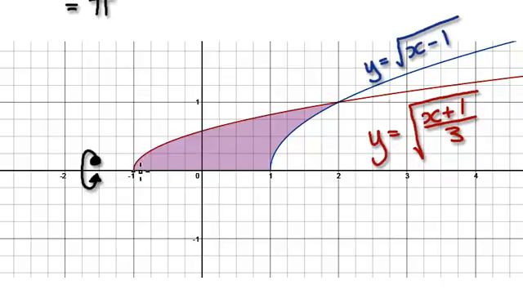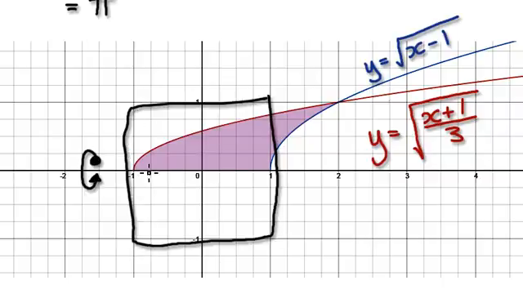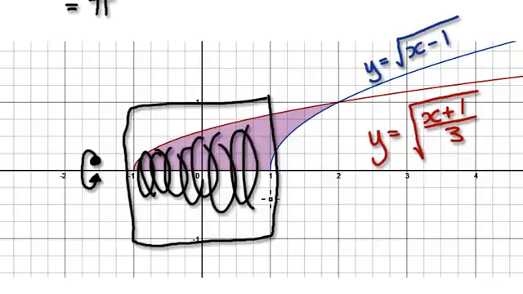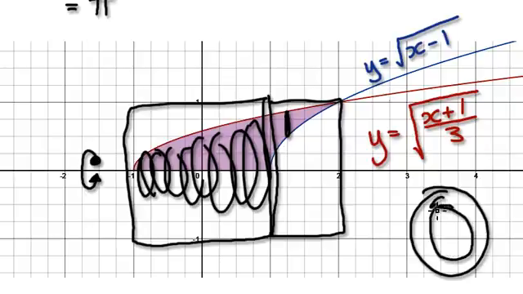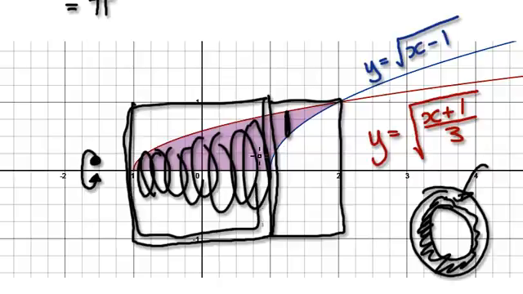Summing up all the disks in this region here, it would be us summing up all the disks like this. And then in this region here, we've got to sum up all the washers, because if you rotate this 360, you're going to get a washer like this. In this region you've got all the disks, they're solid. Here you've got a hole in the middle.